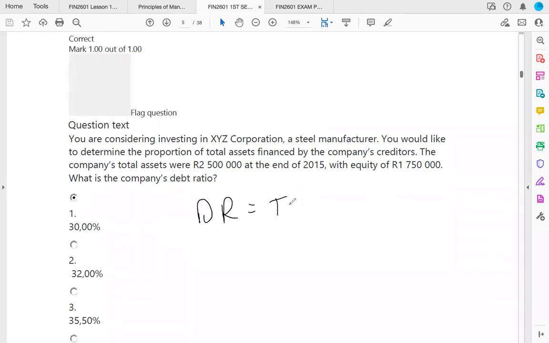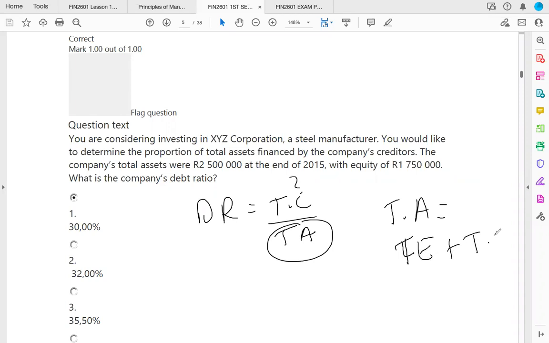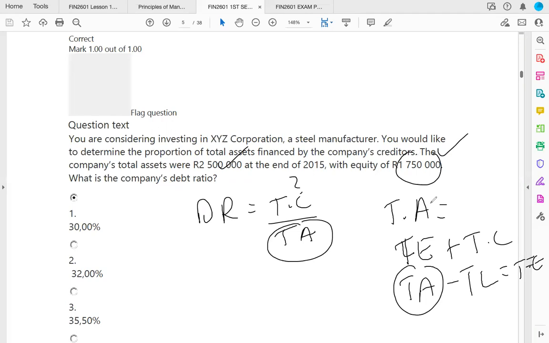Debt ratio is simply our total liabilities over our total assets. We've been given our total assets, but not our total liabilities. But we can use the accounting equation, which says total assets is equal to total equity plus total liabilities. Sorry, we actually want to calculate total liabilities. So we can simply say total assets minus total equity to give us our total liabilities.